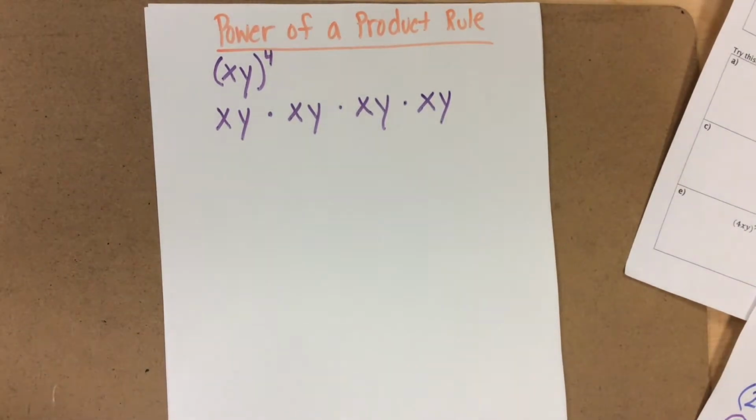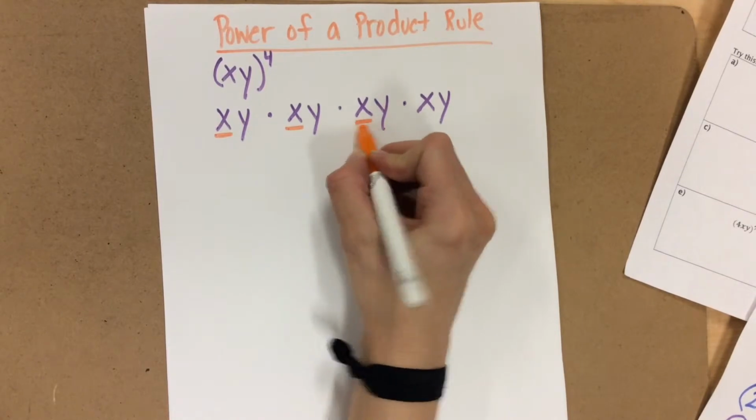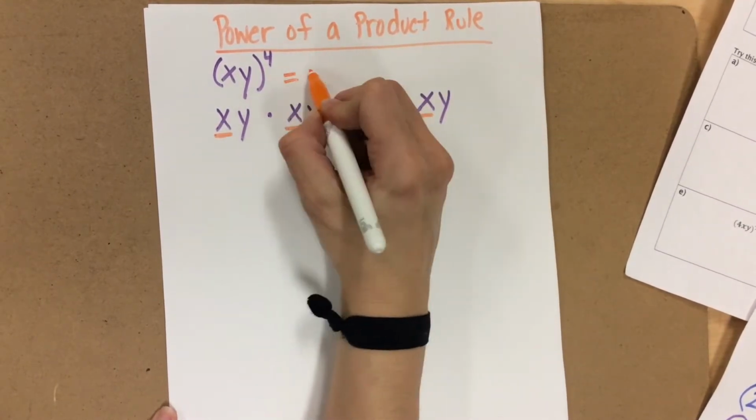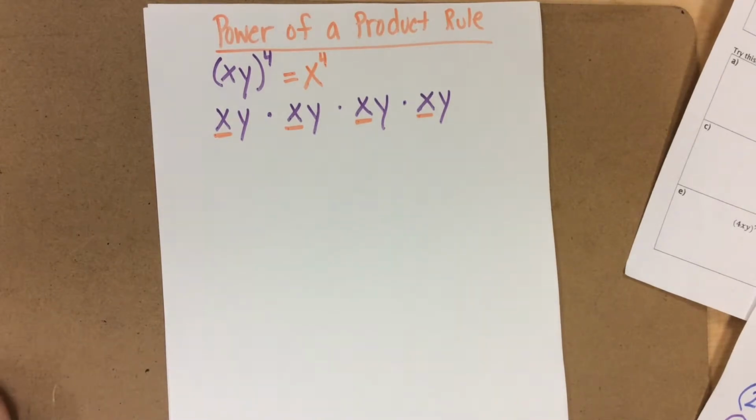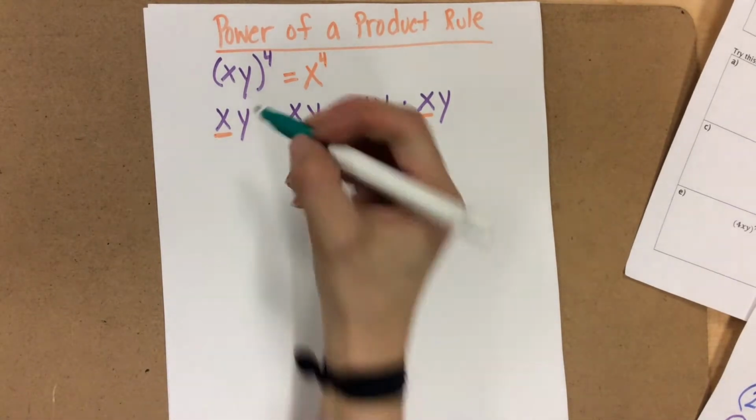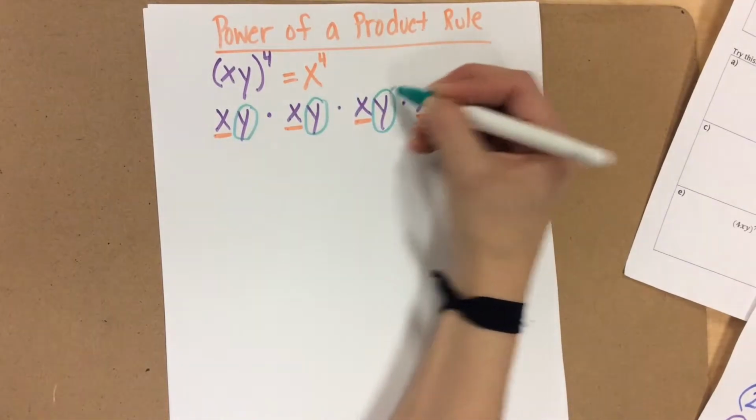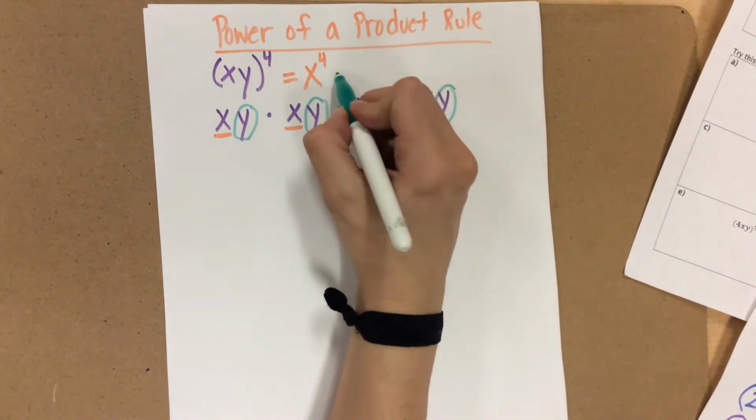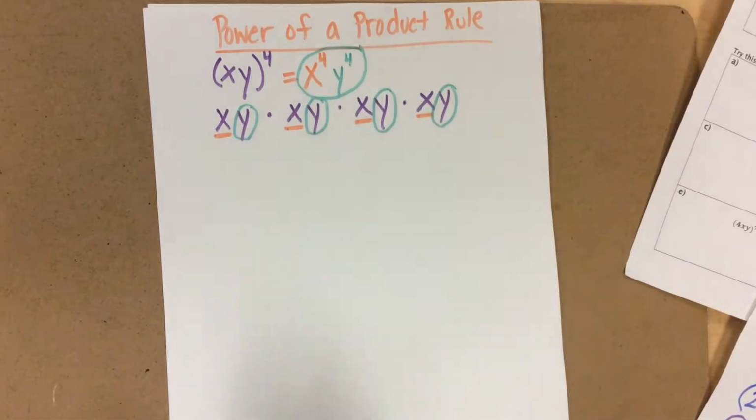So since we have x's and y's, we can look at our like terms. So we have 1x, 2, 3, 4, which would be x to the fourth power. And if we look at my y's, 1, 2, 3, 4, so y to the fourth power. This would be my answer.